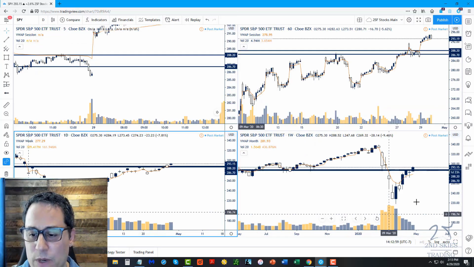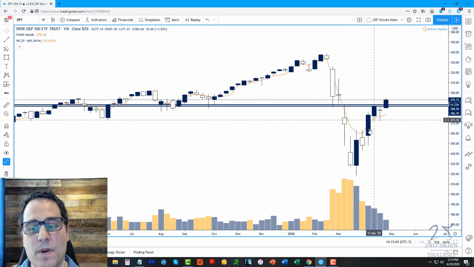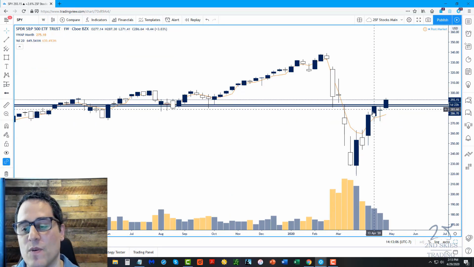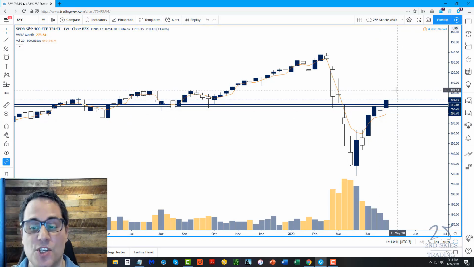And it's the same thing on the weekly. Basically, what I'm looking for is these weekly candles that pull into VWAP. If the market's generally above it, then I'll look for pullbacks into VWAP to potentially get long or potentially add on to a long position.